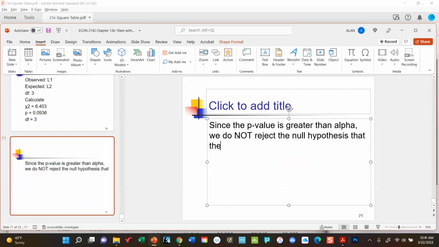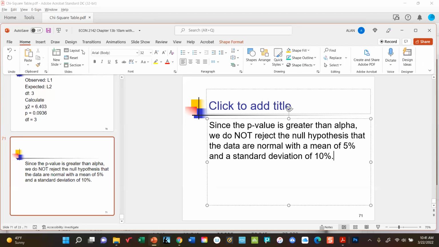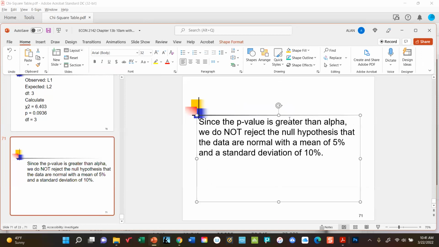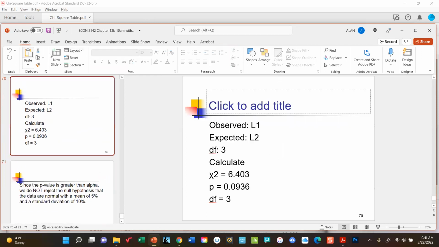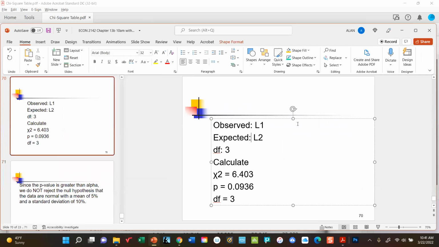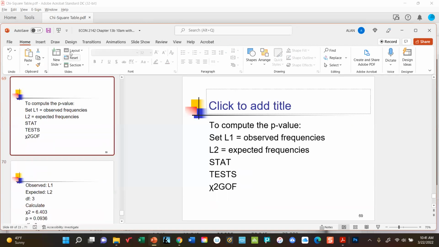That the data are normal with a mean of 5% and a standard deviation of 10%. All right, so I think that might be the way that people want to go, rather than doing the test statistic by hand. But you can do it either way, of course. You always have that option. But I don't know about you, but I think it's so much more straightforward this way.